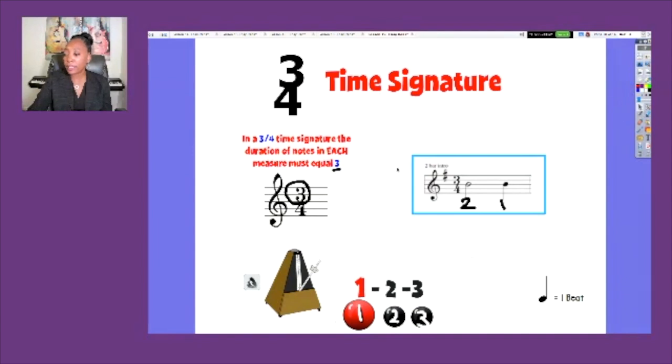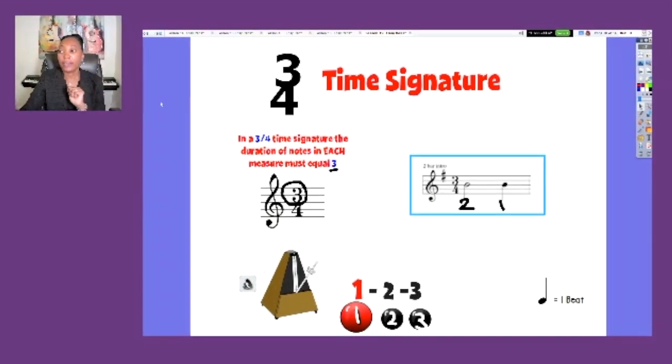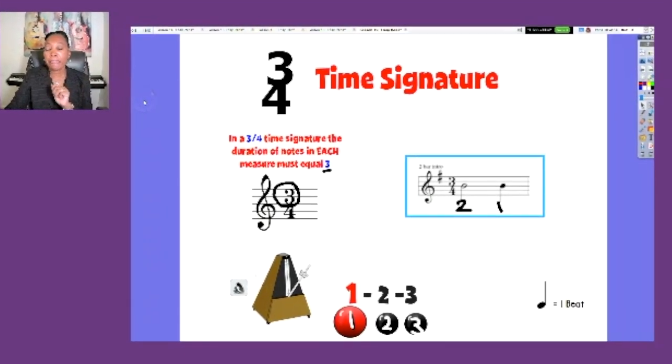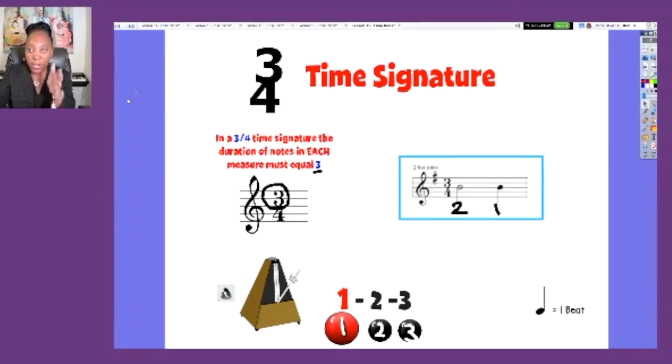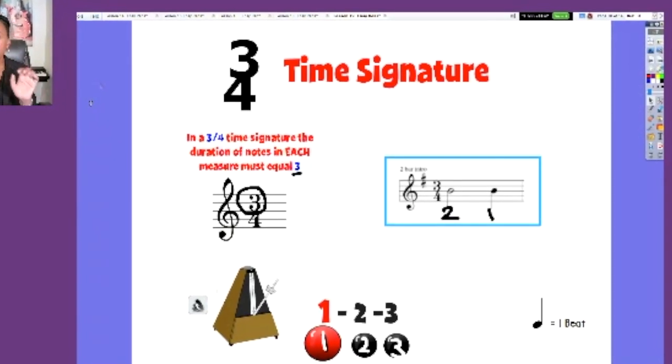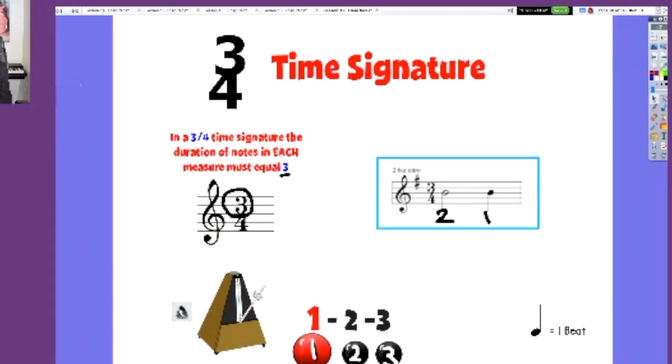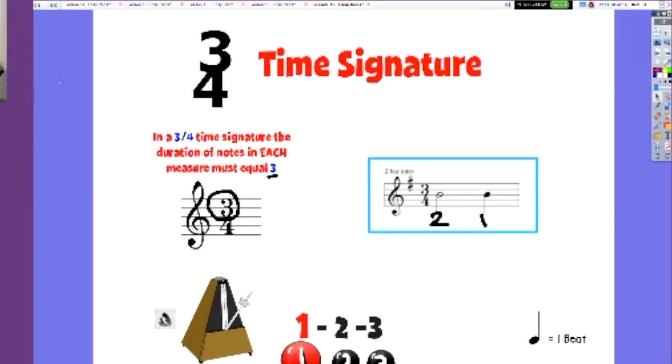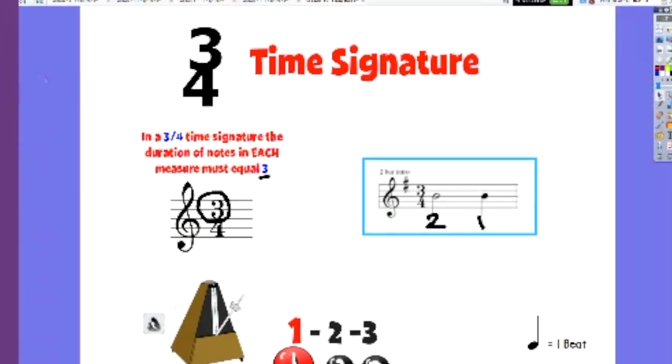Let's just listen to this metronome here. Here we go. Listen. You can hear the 1, 2, 3, 1, 2, 3, 1, 2, 3, and that lets us know clearly that each measure is getting 3 beats.